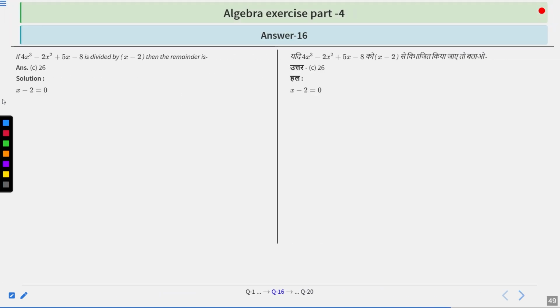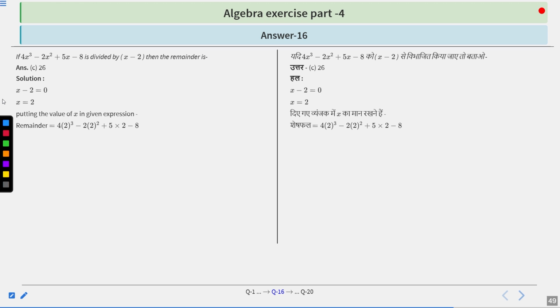X minus 2 equal to 0. Because when this equation is divided by x minus 2, we have to find what the remainder is. So if x minus 2 equals 0, then x equals 2. Putting the value of x in the given expression, the remainder is equal to 4 into, in place of x, we are going to put 2.